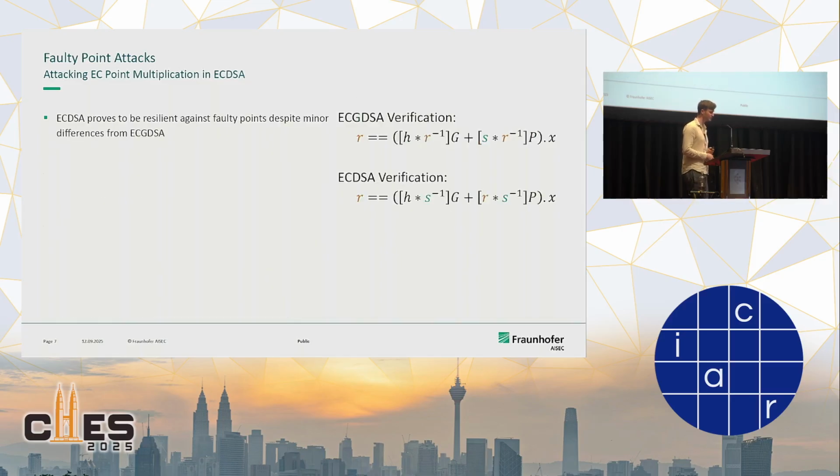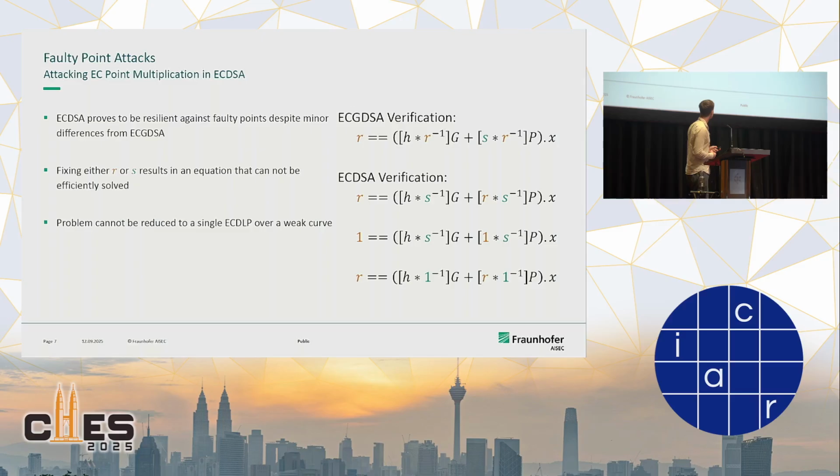So we looked at ECGDSA, so why haven't we looked at ECDSA? We have in fact looked at ECDSA and found that it's not that easy to perform this attack here. The algorithms differ just slightly. We can see on the right-hand side of the equation here for the verification, the role of R and S is kind of flipped. This makes the attack way more difficult, or impossible.